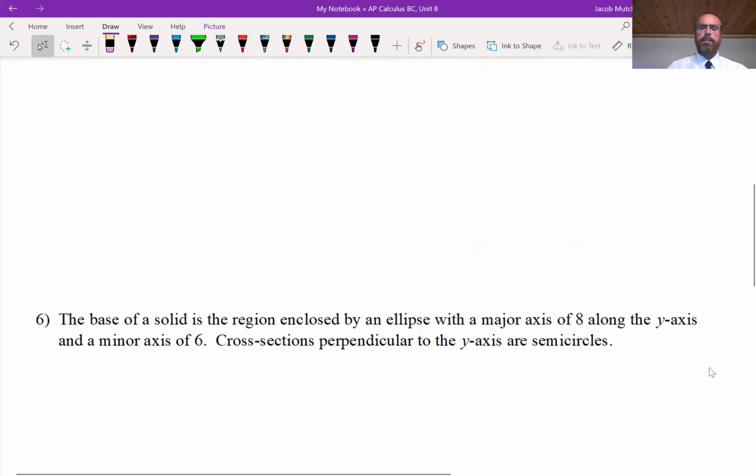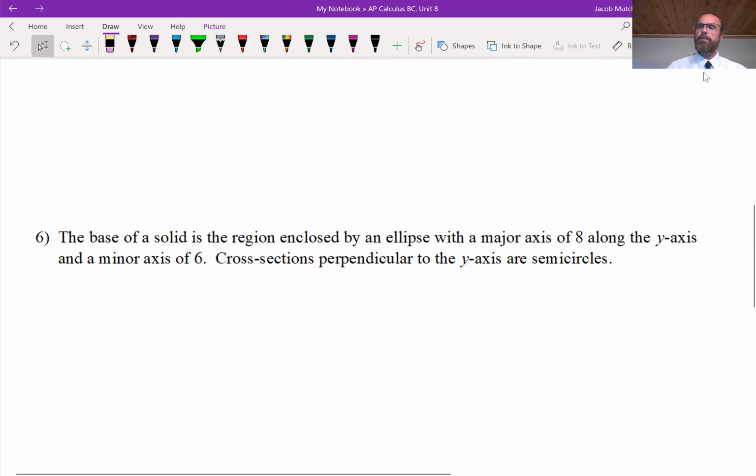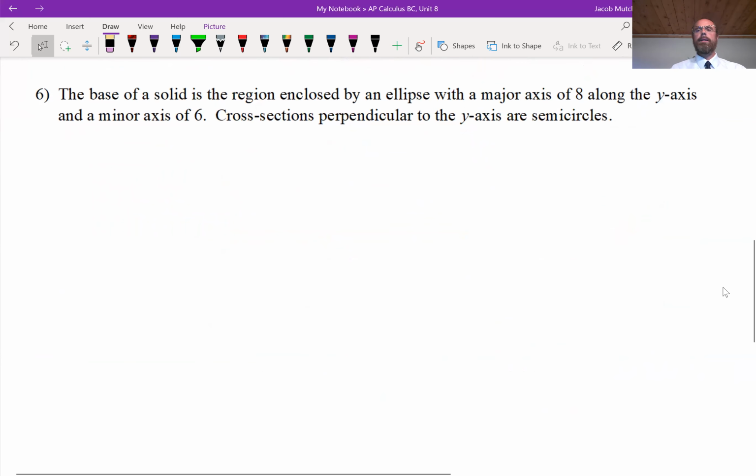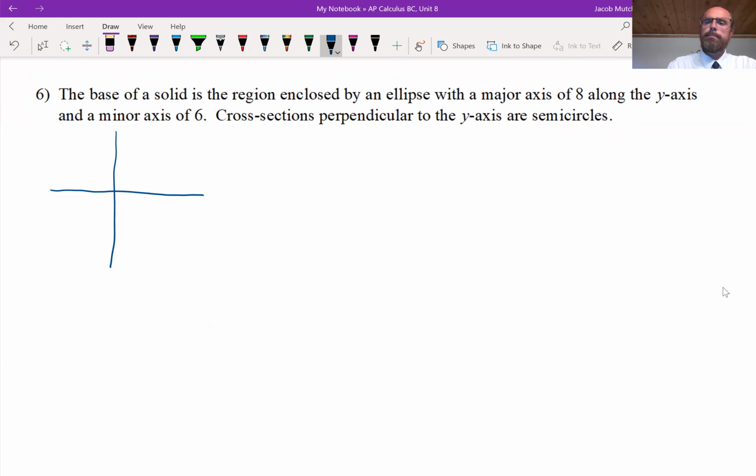Let's take a look at an example that has an elliptical base. For our second example, the base of a solid is the region enclosed by an ellipse with a major axis of 8 along the y-axis and a minor axis of 6. I'm going to start off just by drawing that base. Remember, in an ellipse, the major axis is the longer of the two axes. So if it's a distance of 8, it'll be 4 in each direction from the origin. And then a minor axis of 6 means 3 to the left and 3 to the right.